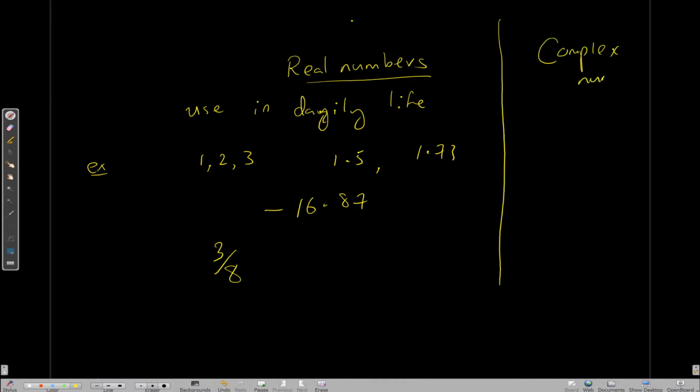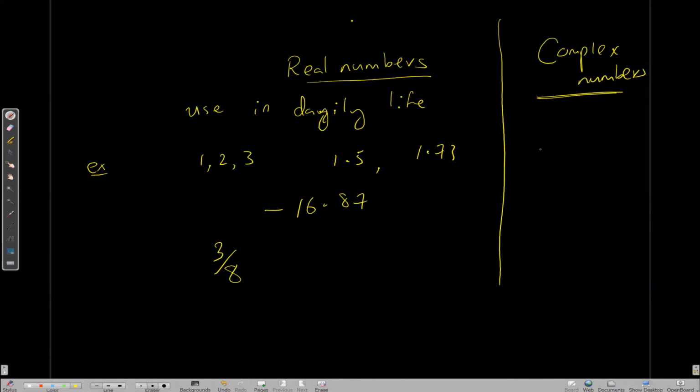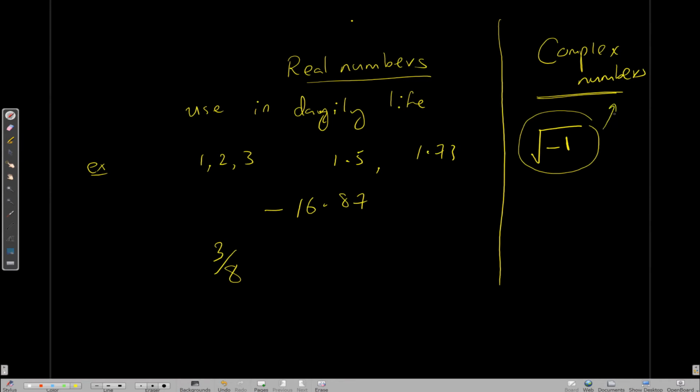there are numbers called complex numbers. We'll talk about them later. For example, square root of negative 1. So things like that we call complex numbers, where you get the famous i and those things later.